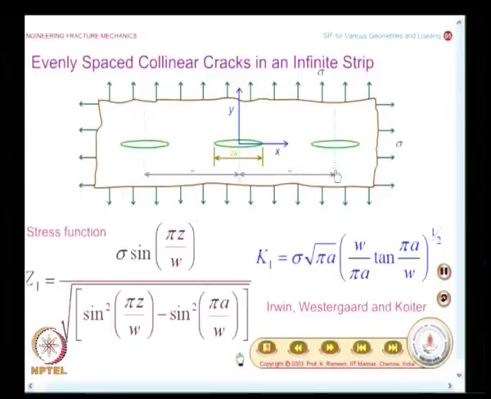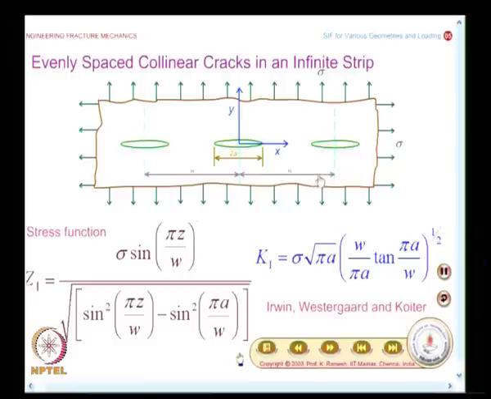There was a paper in 1957 where he formalized all this, and for this problem of evenly spaced collinear cracks, the expression for stress intensity factor turns out to be sigma root pi a. This is magical, this still remains, multiplied by another factor, which is (w by pi a multiplied by tan(pi a divided by w)) whole power half. And what is w? W is the spacing between the cracks.